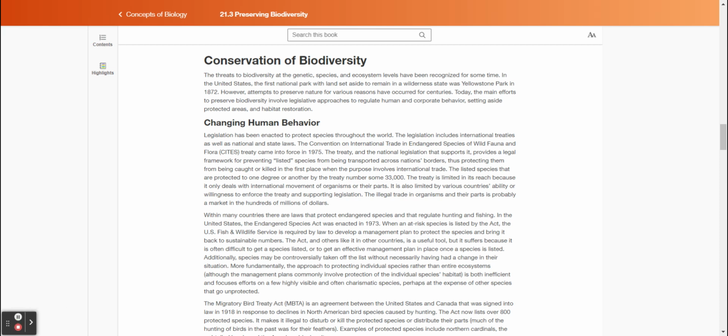Conservation of biodiversity. The threats to biodiversity at the genetic, species, and ecosystem levels have been recognized for some time. In the United States, the first national park with land set aside to remain in a wilderness state was Yellowstone Park in 1872. However, attempts to preserve nature for various reasons have occurred for centuries. Today, the main efforts to preserve biodiversity involve legislative approaches to regulate human and corporate behavior, setting aside protected areas, and habitat restoration.